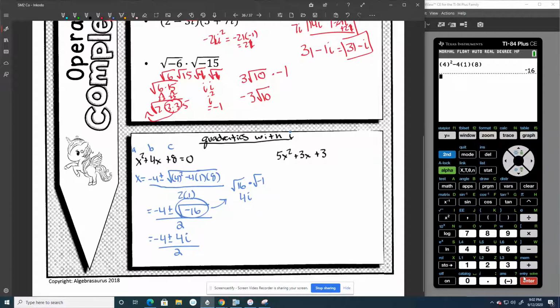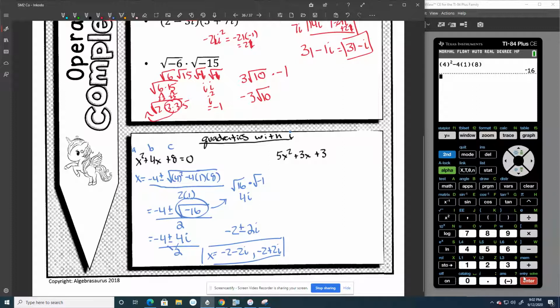So here we can split it up if we want. I'm not going to quite split it up yet because this has a 4, this has a 4, this has a 2, which means both of those can reduce by a factor of 2. So negative 4 divided by 2 is negative 2, plus or minus 4 divided by 2 is 2, but I still have an i. So my answers, x equals negative 2 minus 2i and negative 2 plus 2i.